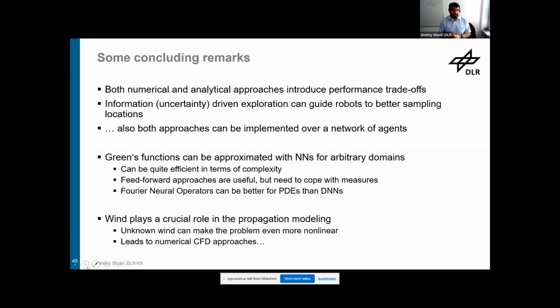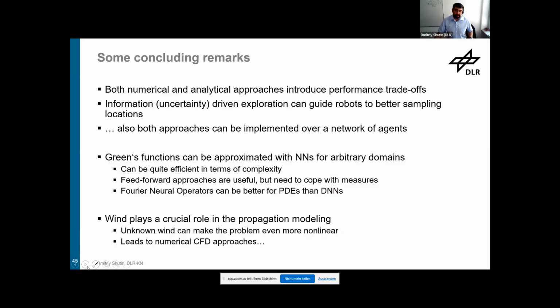I'm almost at the end of my presentation, so this is the final slide where I would like to summarize what we did. I know it was extremely fast and it was a lot of information, but I hope you got the main message that you can approach these problems from a numerical perspective, and you can also develop analytical methods to identify the number of sources, using non-visual information. In both cases, you can derive information-driven strategies to guide robots to better sampling locations, and that can significantly accelerate source identification. So you can collect more informative data samples.